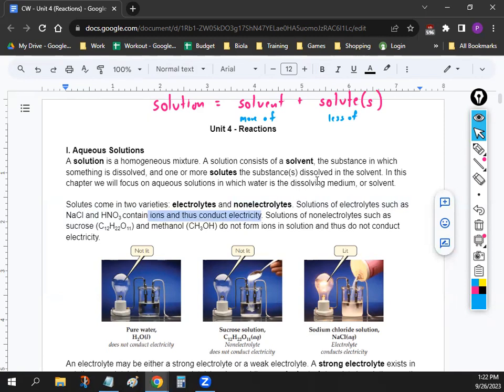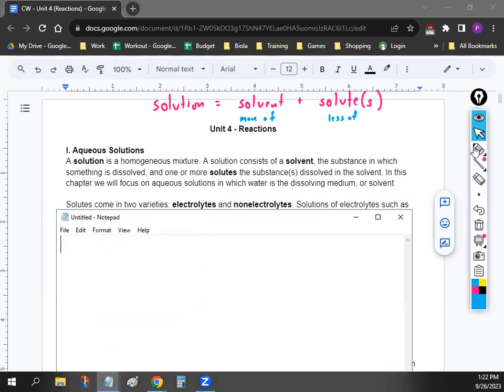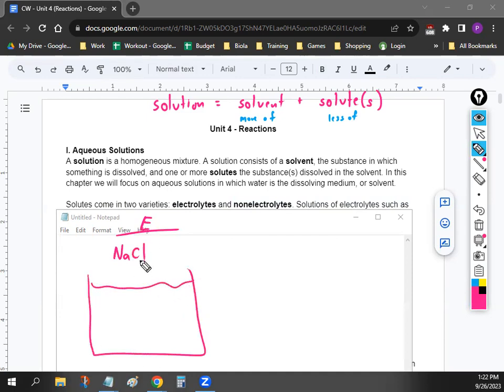Probably conductor. Yeah. So let's visualize real quick the difference between an electrolyte and non-electrolyte. Okay, let's look at electrolytes. An example of an electrolyte is something like salt, NaCl. If you put salt inside of water, it's going to break apart into ions. That's what an electrolyte is. It breaks apart when you put it in solution.